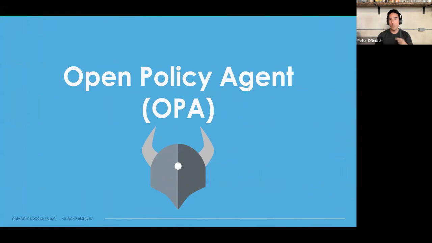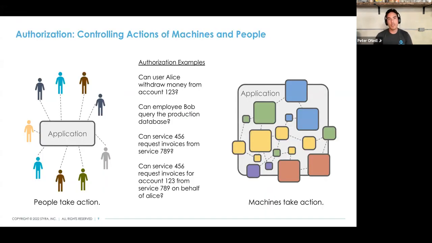And then Open Policy Agent. So with Open Policy Agent, OPA is a general purpose policy engine, and these policies you can think of as actions that can or cannot happen, right? And so this is can Alice withdraw money from an account in this application, right? This is can a machine complete some sort of action with another machine or a service, right?